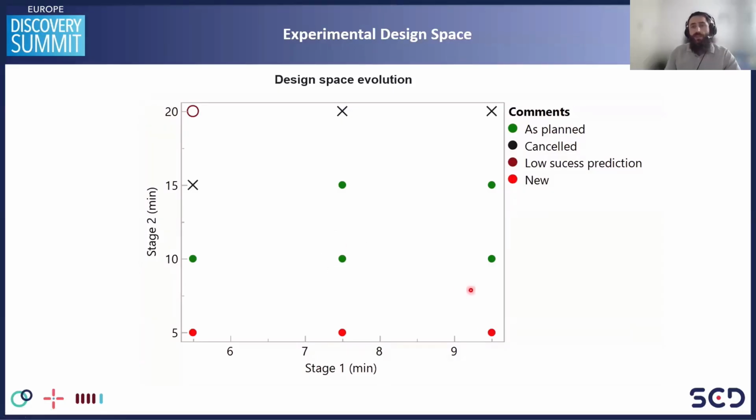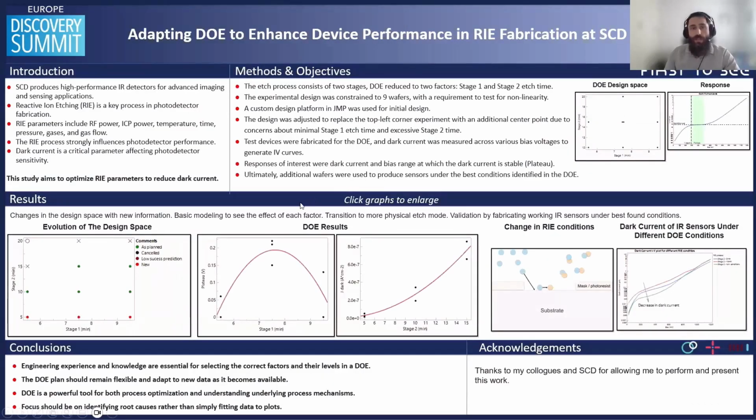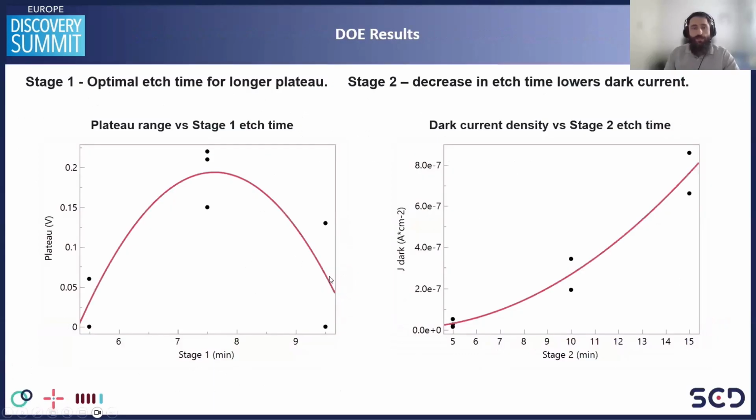So at this point, we decided to explore the lower range of etch time rather than continue with our original plan with the 20 minutes experiments. So we can see here how our design space evolved with new information. We continued conducting experiments and getting more results. And at this point, we could see how each factor affects our responses.